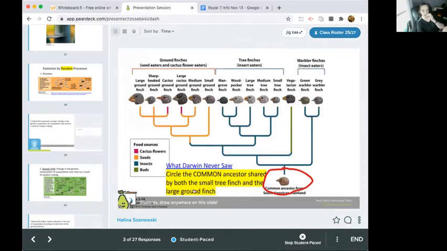Circle the common ancestor shared by both the small tree finch and the large ground finch. Where's the small tree finch? It's right there. And the large ground finch, it looks like it's over here. So your common ancestor should be here. This is a common ancestor of everybody. I should have said the most recent common ancestor. So that's my fault, because that's technically not a wrong answer.